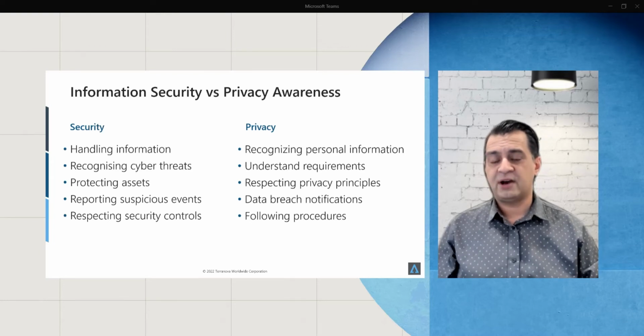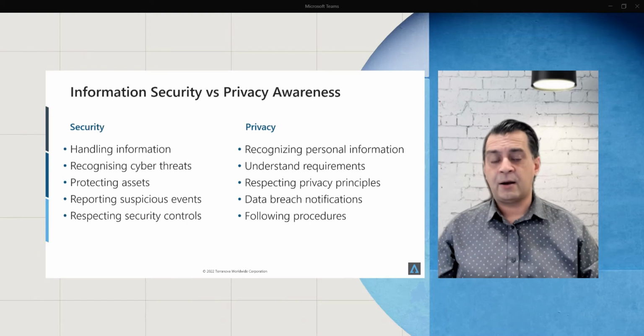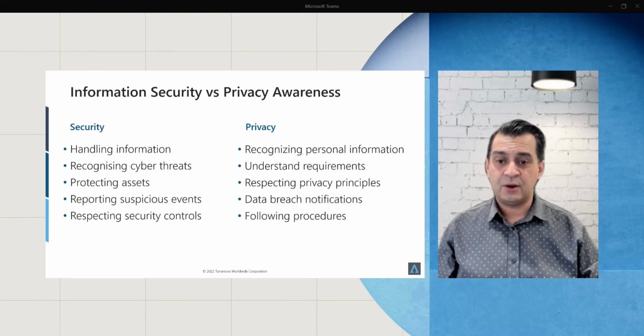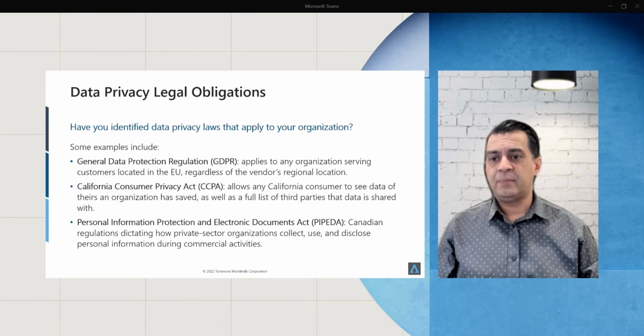Also on the security side, it's very important to teach users how to respect information security controls, and on the privacy side, to follow established procedures for the proper collection and use of personal information. So it takes a combination of both security and privacy awareness in order to have a full and comprehensive program in place. Data privacy obligations could vary based on your organization, where you operate, and where you're located.